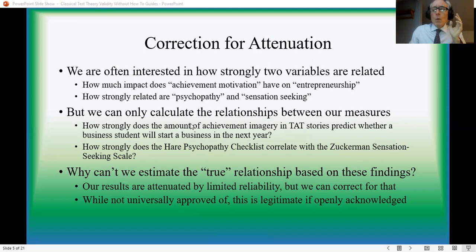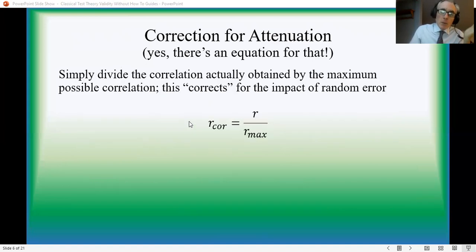So the result we get was attenuated by the limited reliability. That's the problem from the previous slide, right? What we can do is to make kind of a correction, kind of an upward adjustment here to see what the true relationship between the theoretical variables might be. So not everybody accepts this procedure, but it's generally considered to be okay as long as you fess up to what you're doing. And yeah, there's an equation for it. It's pretty straightforward. What did you get divided by what's the most you could have gotten?